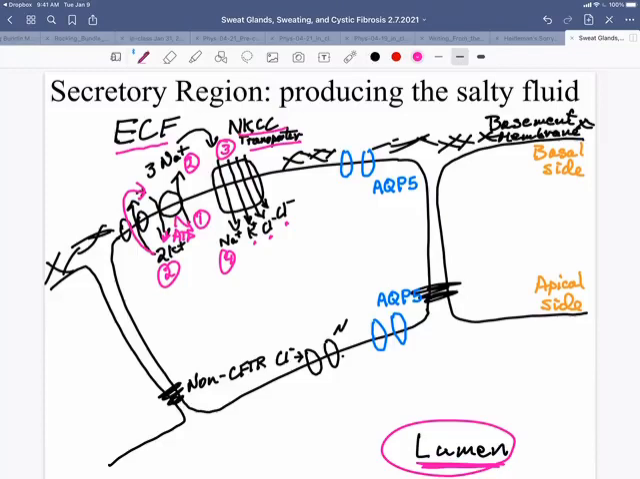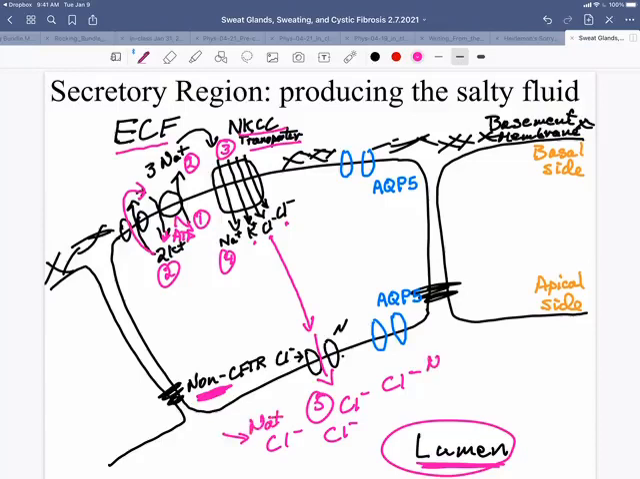That chloride then can move through a non-CFTR chloride channel. That's 5, which brings chloride into the lumen. That chloride will attract any sodium nearby. And in this region, in the secretory region of the gland, sodium can move through the tight junctions.